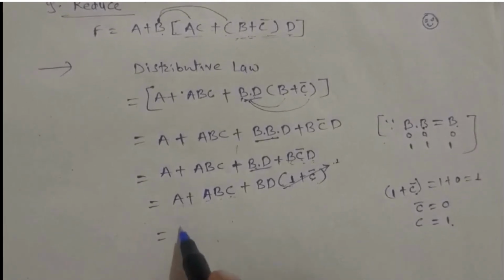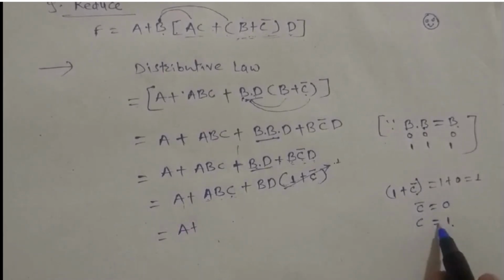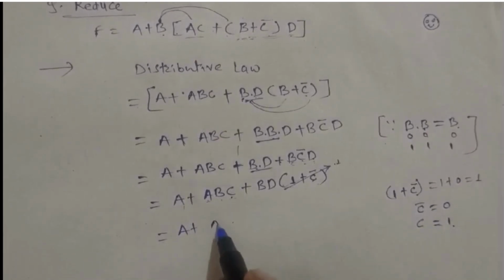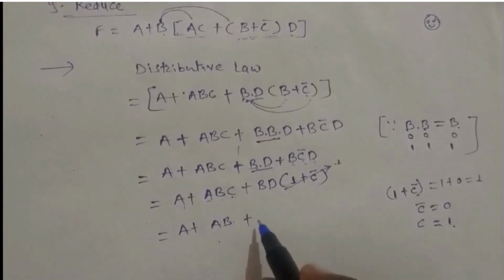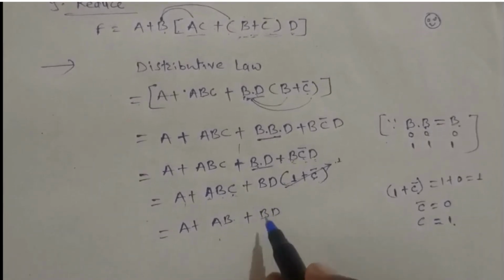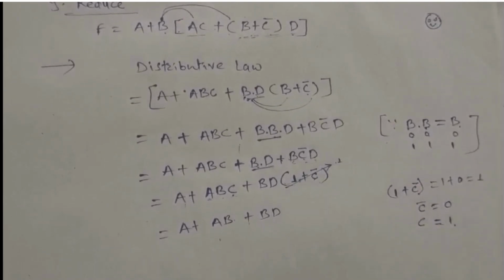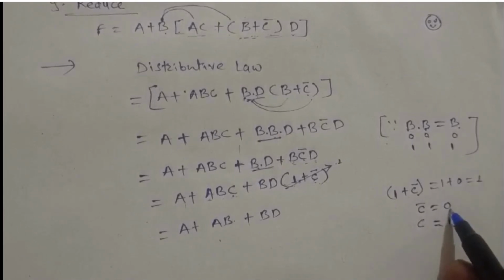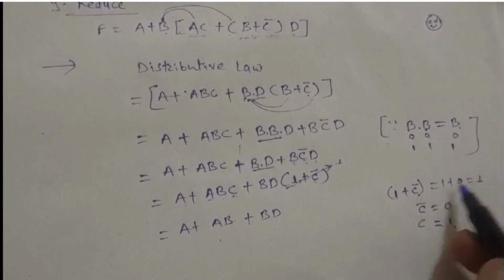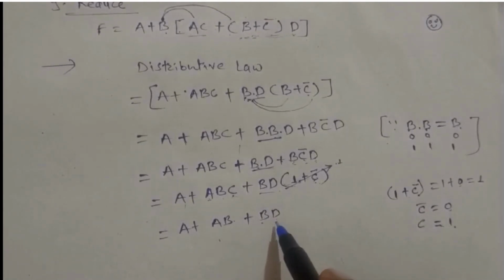How? This A as it is, AB into C. What is C? C will be 1. So only AB will be there, plus BD. And BD multiplied by this whole term will be 1, but here C bar we have taken as 0, so 1 plus 0 will be 1, and only this term will remain, that is BD.